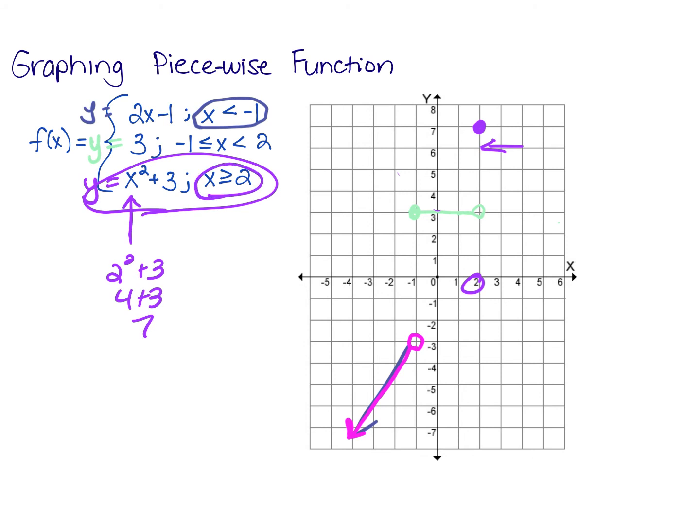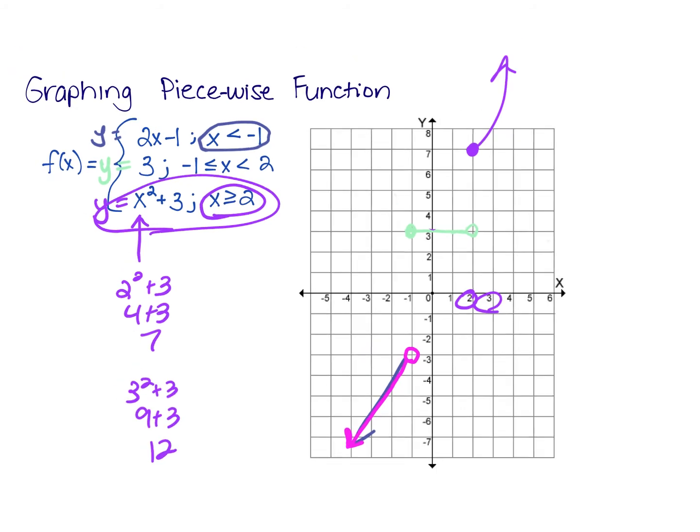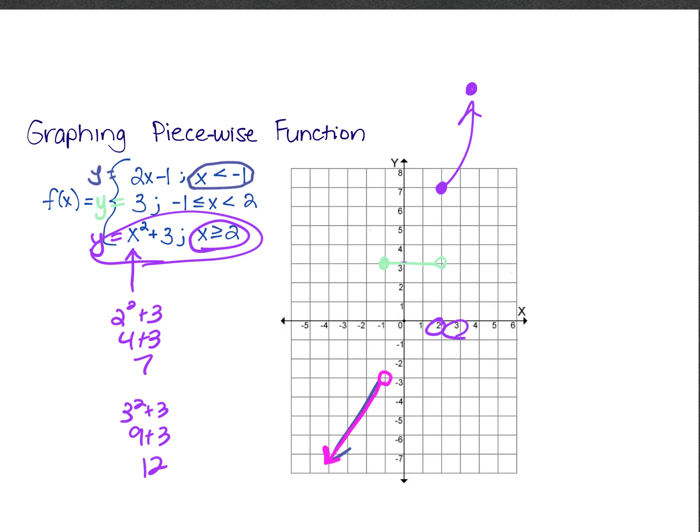And then I would want to find the next point so I know what's happening. I know it's going up, right? But I don't know how high. If I plug in 3, 3 squared plus 3 is 9 plus 3, which is 12. So the next coordinate point would be all the way up here at 3, 12. If it goes off your graph, it goes off your graph. Just plot your point. It doesn't matter.